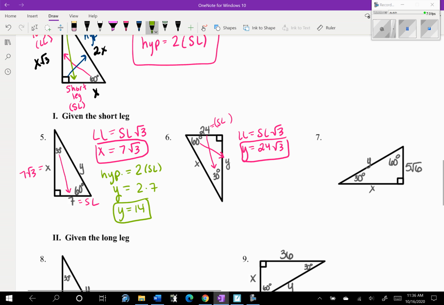And now we're going to solve for the hypotenuse, which is variable x. We know the hypotenuse is equal to 2 times the short leg. So in this case, x is equal to 2 times 24. So x is equal to 48 for the length.